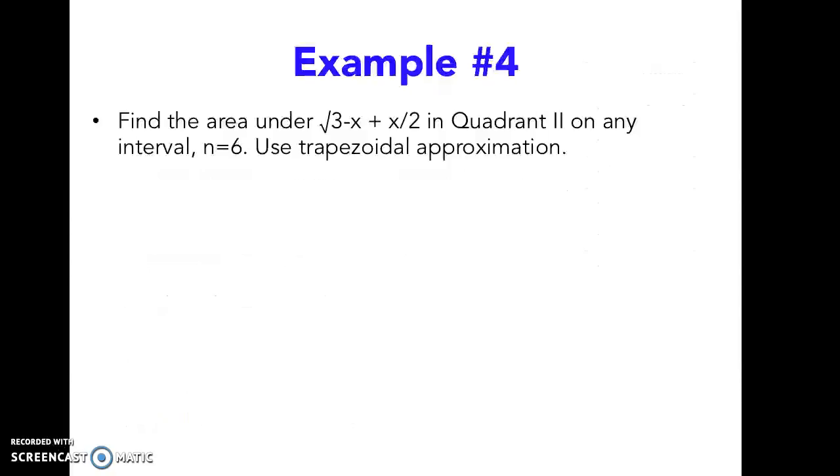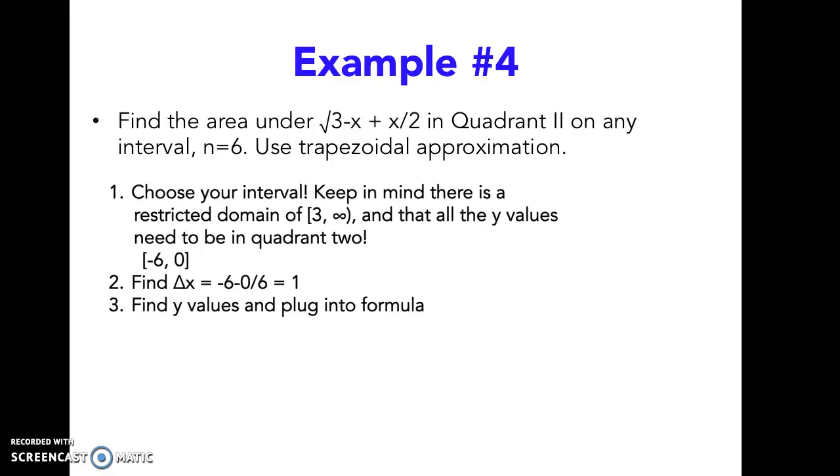We have to find the area under the curve of root 3 minus x plus x divided by 2, in quadrant 2. You can choose any interval you like, but there has to be 6 trapezoids. Use trapezoidal approximation. So first we're going to choose our interval. But keep in mind, because you can't take the square root of a negative number, we have a restricted domain of 3 to infinity, so that all the y values have to be in quadrant 2. So I've chosen to use the interval of negative 6 to 0, just to keep it simple, but really you can choose any interval you like.